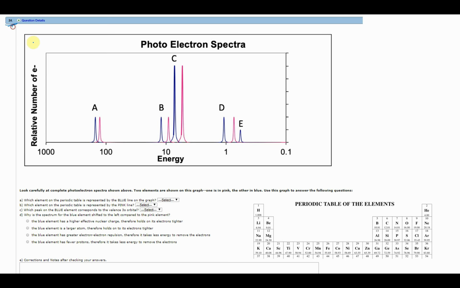We're going to look at 24. 24 gives us two photoelectron spectra overlaid. And they ask which element on the periodic table represents the blue line. Well, to know which one of these elements it is, we should probably label the orbitals.